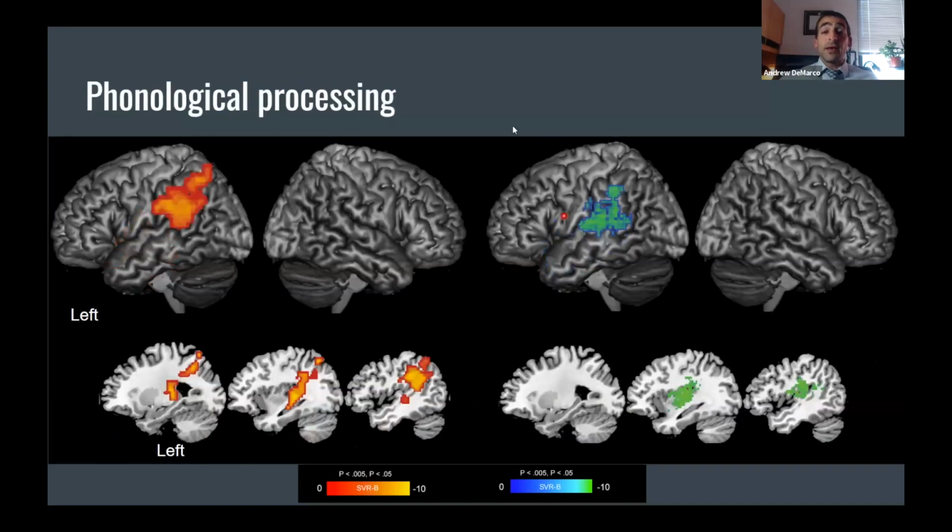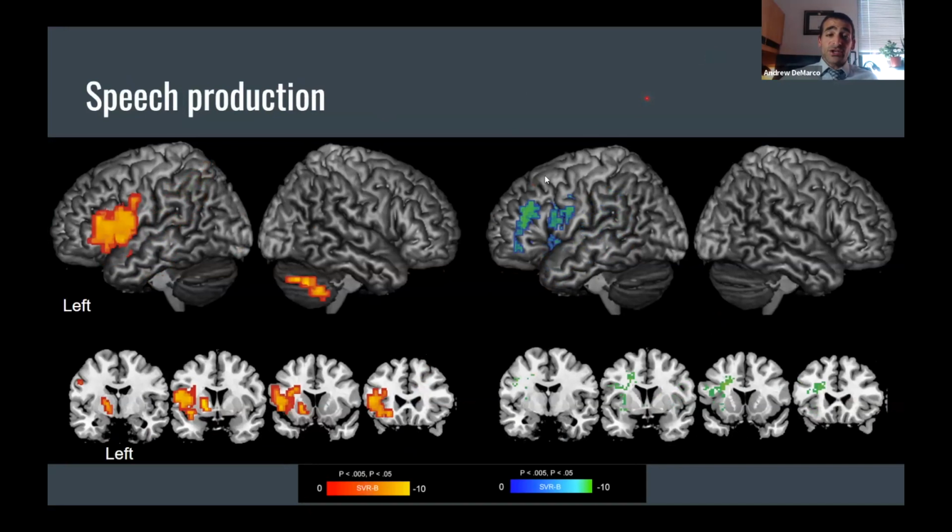Quickly turning to a measure of phonological processing now, we're essentially looking at the same layout of results. And you can see in the anatomical lesion symptom mapping, we're seeing kind of, maybe call it SPT, maybe call it parietal lobe, maybe temporal lobe, but it's largely convergent with the functional lesion symptom mapping results.